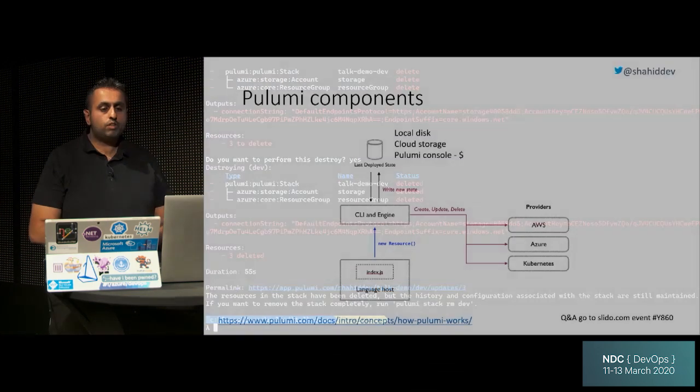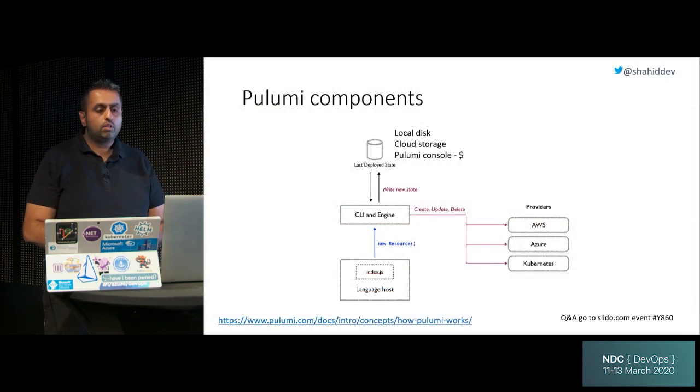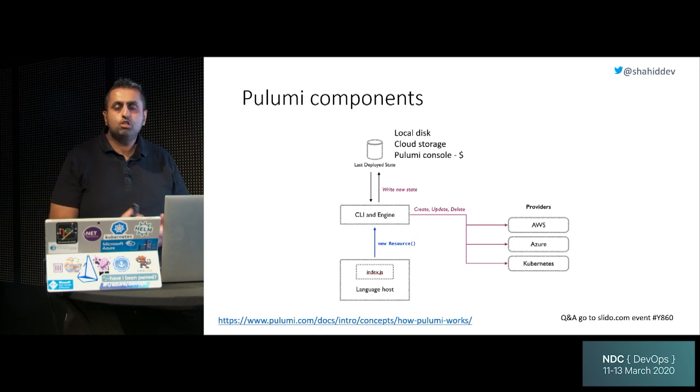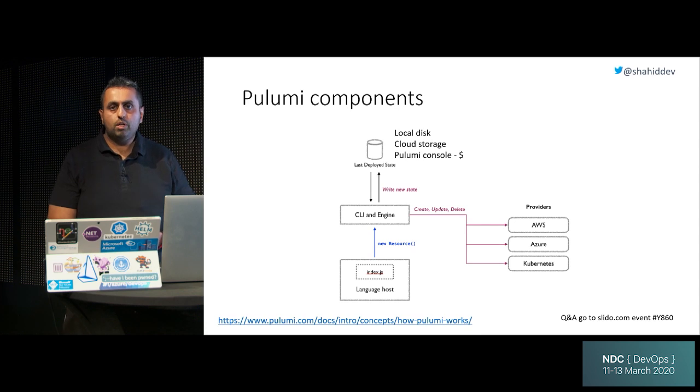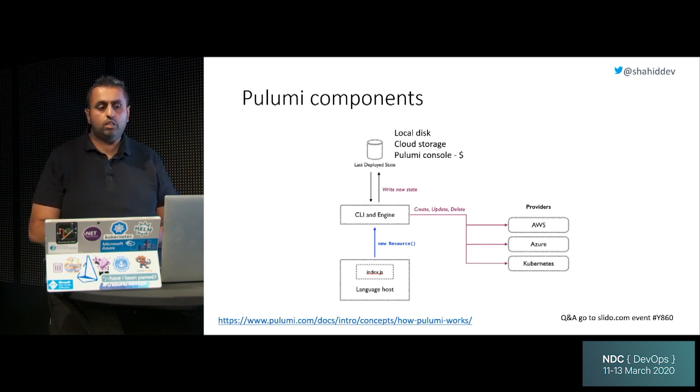So let's have a look at the Pulumi components. So I talked about this language. You can write your own language. So there's a language host. The language host's job is to take the language you've written and essentially convert it into some kind of resource tree. And that gets passed to the CLI and actually the Pulumi engine. And that's really the brains of the operation. And what that does is that will then invoke your particular provider and essentially do CRUD operations on that.